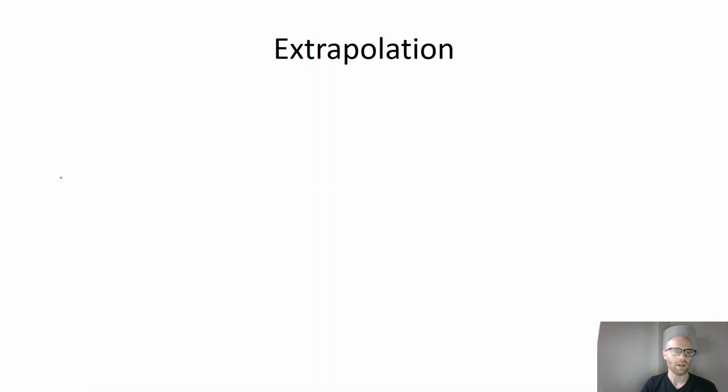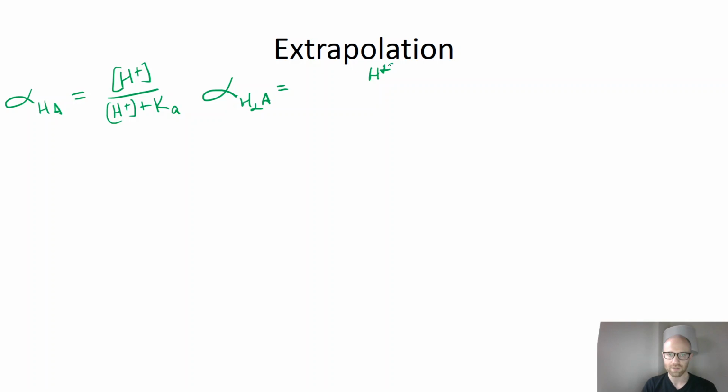We saw that for the monoprotic acid, the fraction that's in the HA form is equal to H plus over H plus plus K. For the diprotic version, the part that was in the fully protonated form from the previous slide is H plus squared over H plus squared plus K1 H plus K1 K2.